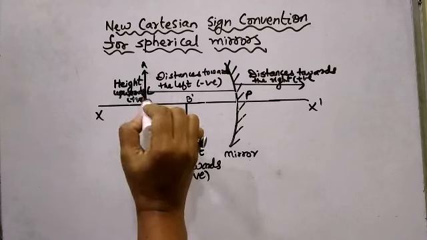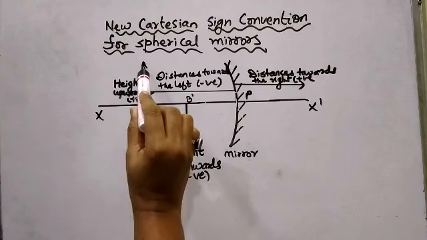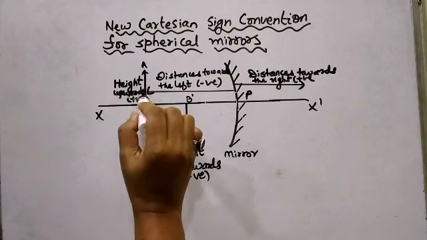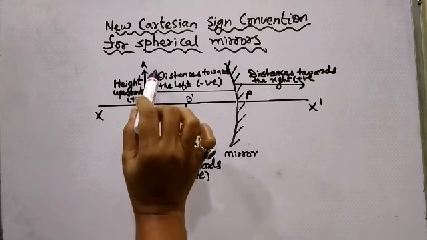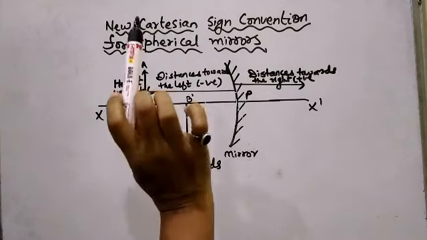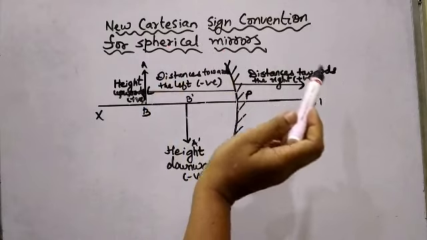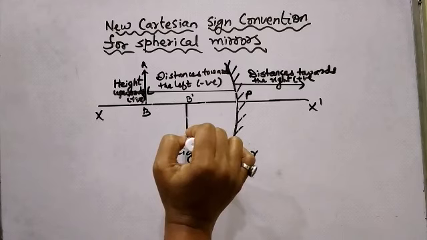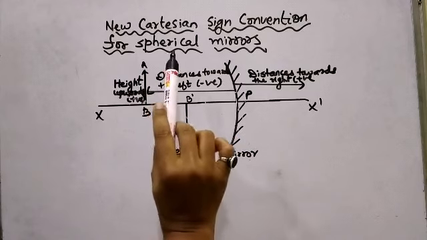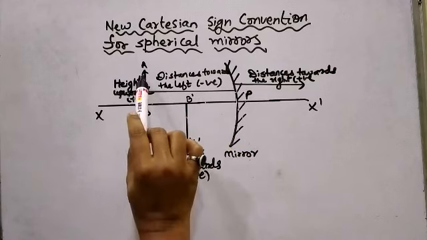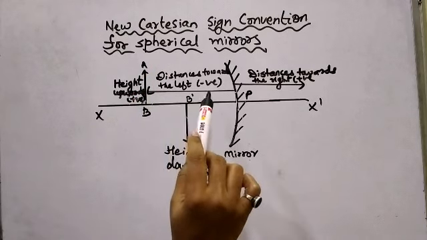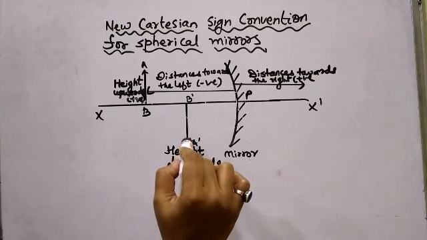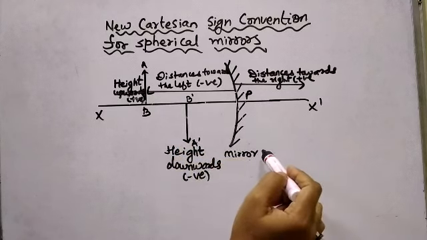For example, this is the object which is above the principal axis. It is perpendicular to and above the principal axis. So here when we are considering the height, the height of the object will be positive. That means whichever distances, it might be an object, it might be an image also. The image might be formed above the principal axis, the image may be formed below the principal axis. Object is always above the principal axis. So any distance that we are measuring above the principal axis will be taken as positive. But if we are measuring any distance which is perpendicular to and below the principal axis, then the distance will be taken as negative.